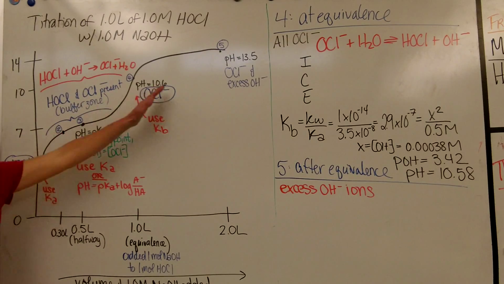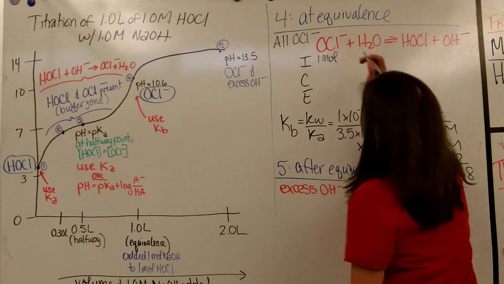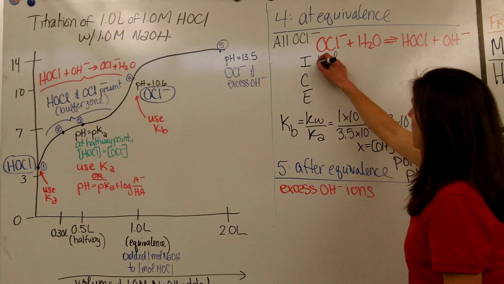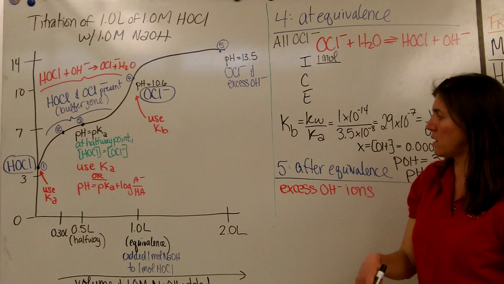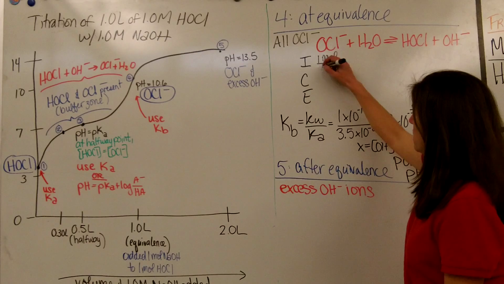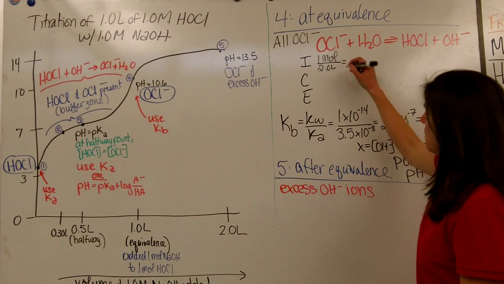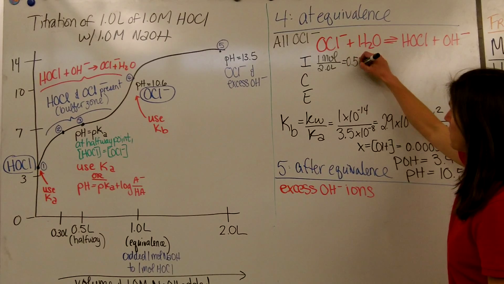All of this has been turned into this. So I have 1 mole of OCl minus at equivalence, and I want to consider what my volume is. I started out with 1 liter of solution. I had to add another liter in order to get to equivalence, so now my total volume is 2 liters. So my concentration of my weak base is 0.5 molar.